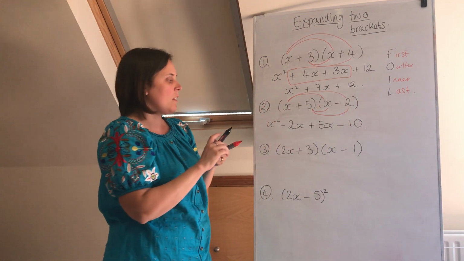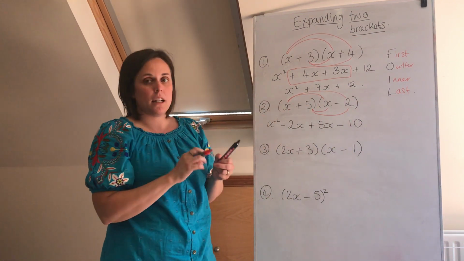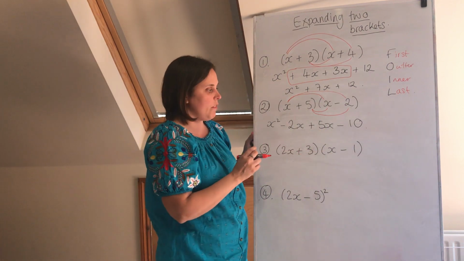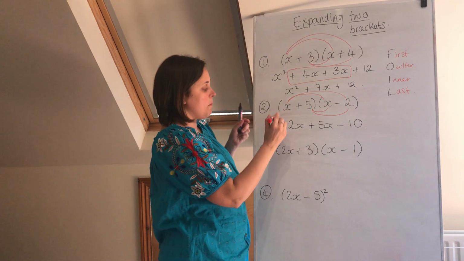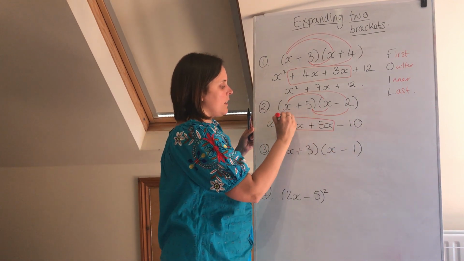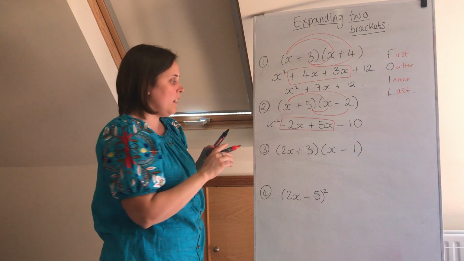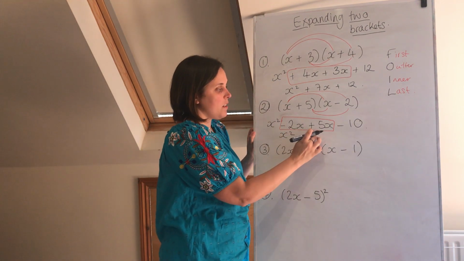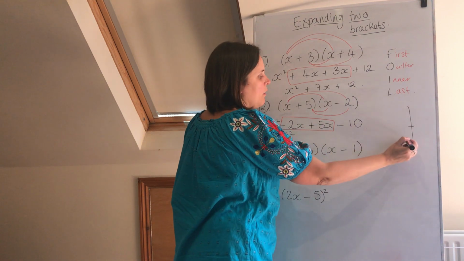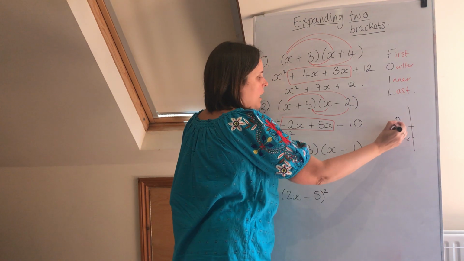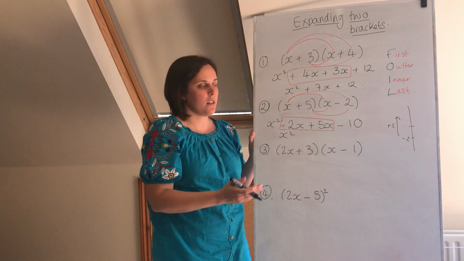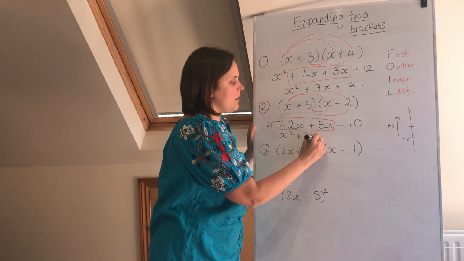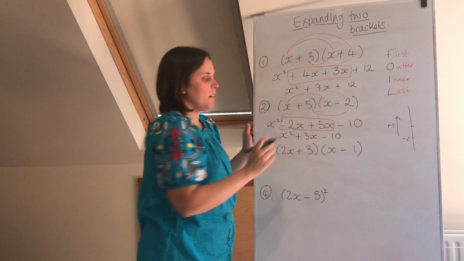Okay, before we move on, let me just collect together the like terms here. So we have x squared minus 2x and plus 5x. If we think about a number line, if we're at minus 2 and we add 5, where does that get us? Minus 2 plus 5 is plus 3x, and then we have our negative 10.